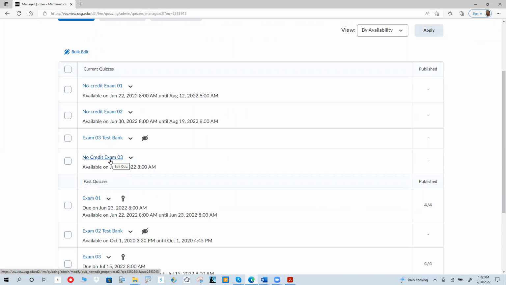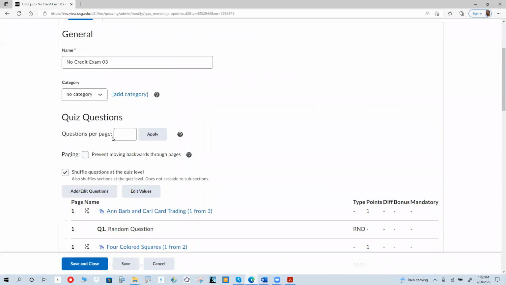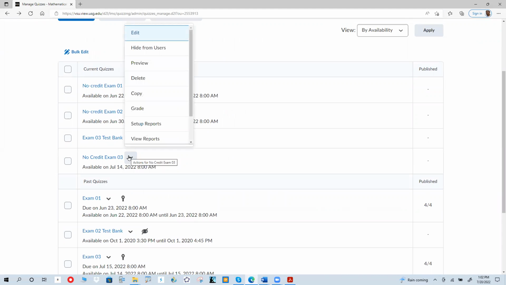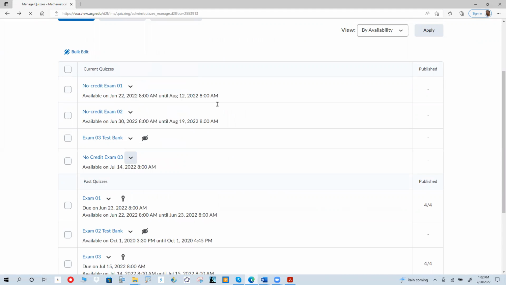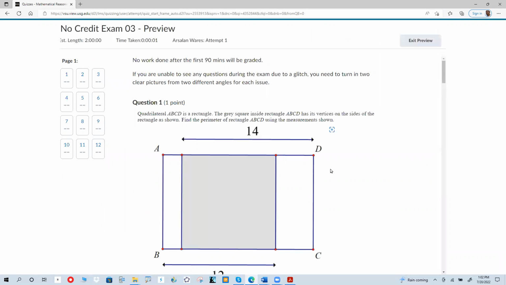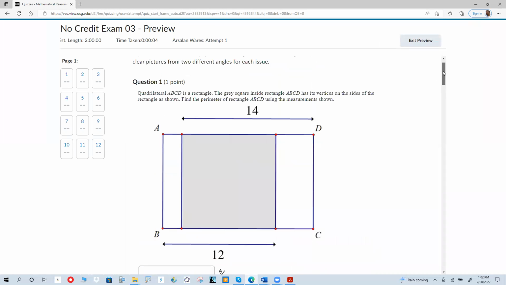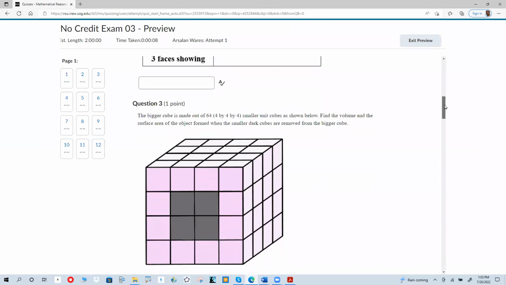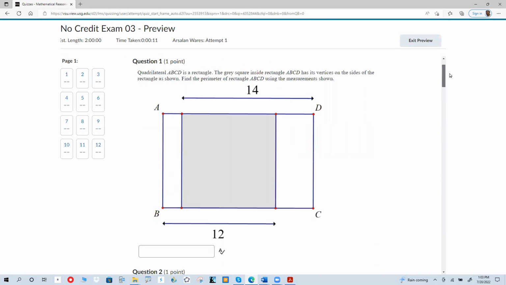So there is no credit exam 3, and we'll grab which one do you want me to do? Pulling up the test, pulling up the one you sent me. Give me one second. Yeah, take your time. I know you have a document. We're not in a rush. We have plenty of time.